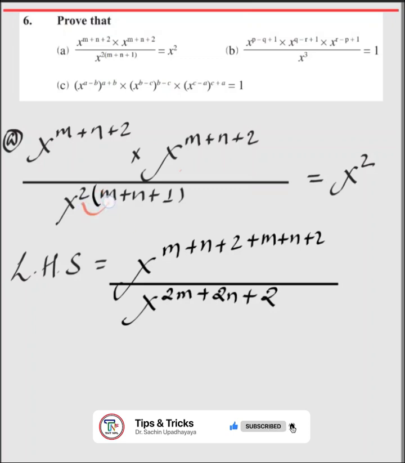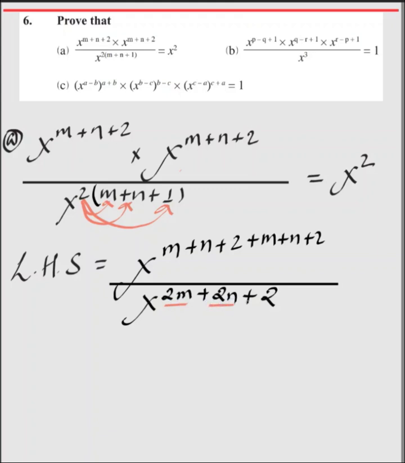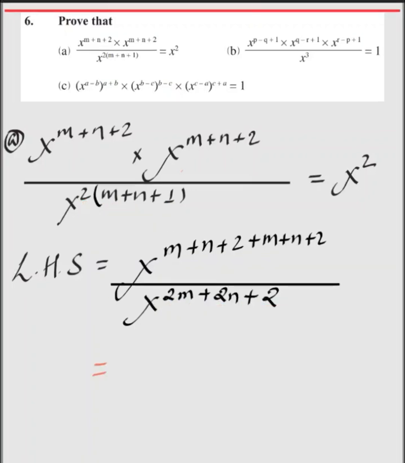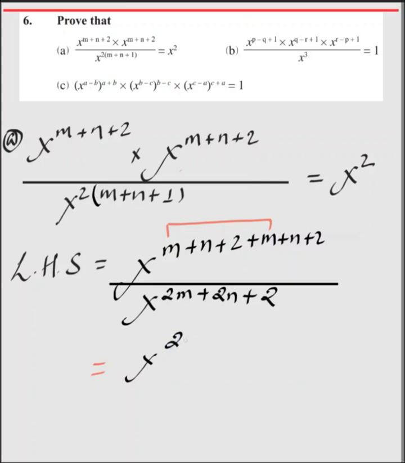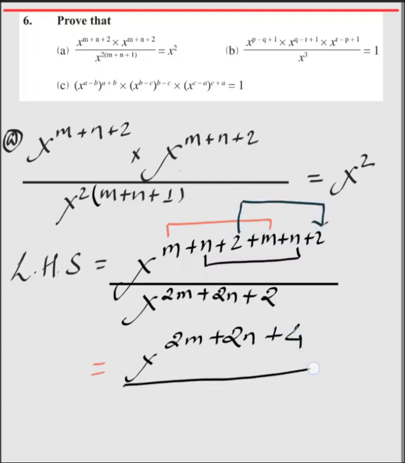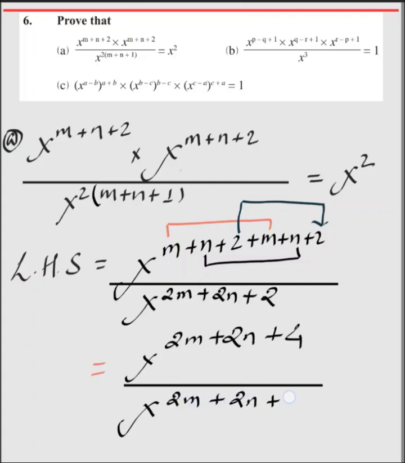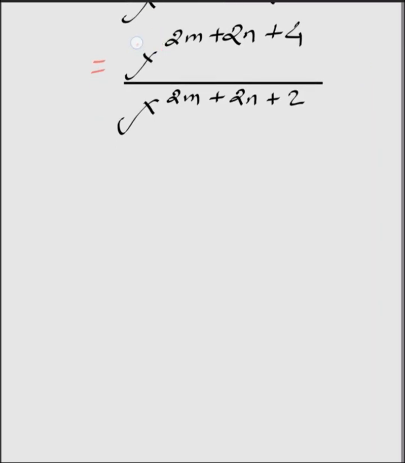Just multiply this here, and this one here. 2m, 2n and 2. Then add this one and this one, x 2m, add this one and this one, 2n plus add this one and this one. It's 4 divided by x 2m plus 2n plus 2. Now here also the base is same. In between the same base there is division, right? So what we can do, subtract the power.